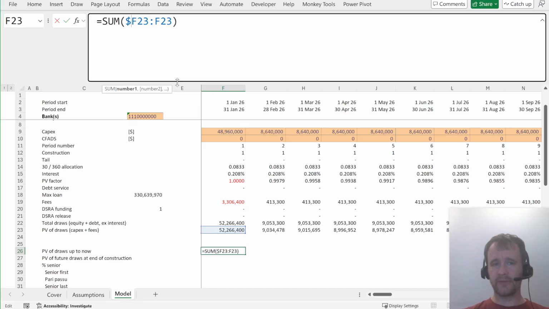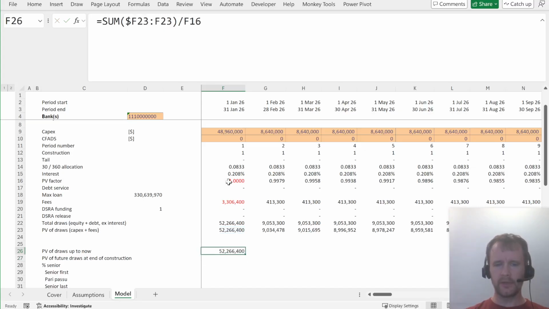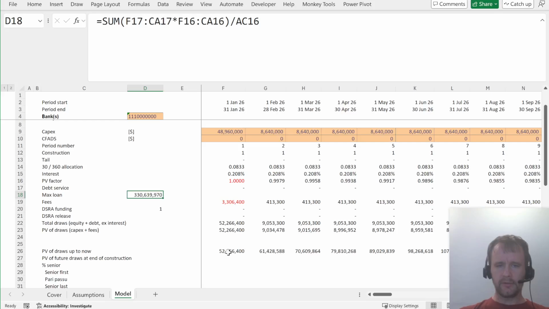So that's the present value as of like everything fixed on this date, but to make it the present value as of the period I'm in, I'm going to divide by that period's present value factor. So in other words, the draws in the first period come to 52 million. The present value of draws up to now are 52 million. In the next period, this is going to have been kind of increased by the interest rate, and then we add these additional draws and we carry that on across. And obviously anything beyond construction is irrelevant. But we're interested in the point where this crosses 330 million. So we'll come over here.